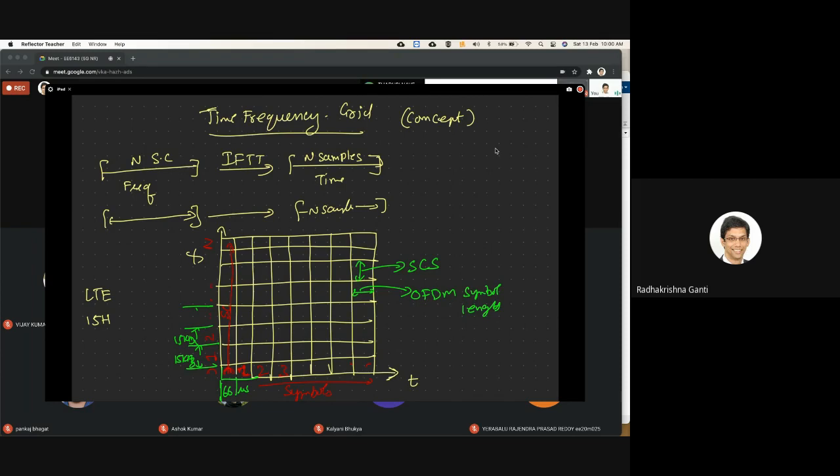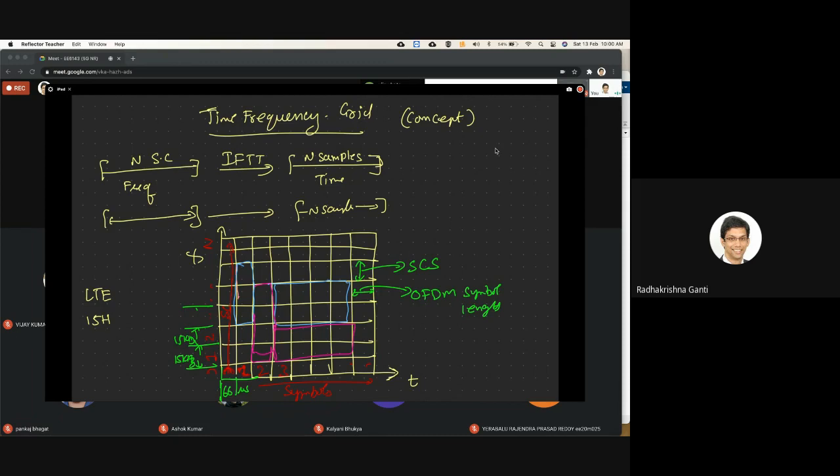You can say that I'm going to give this set of resources to one user. I'm going to give this set of resources to a second user. I can do whatever I want. This is my set of resources that are available with me. I'm going to give this set of resources to another user, maybe this set of resources to another user on this grid. That is how you do multiple access in OFDM.